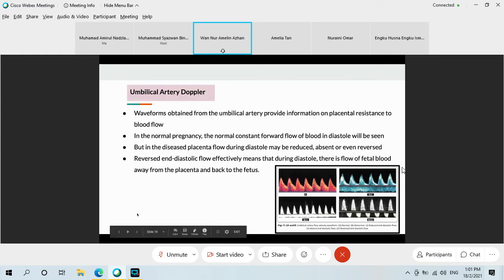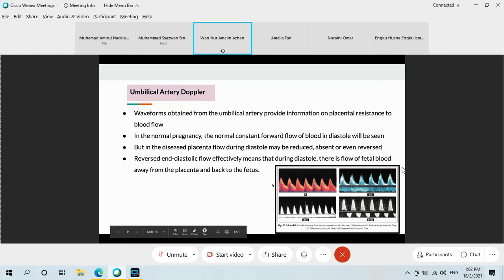Okay, this one is umbilical artery Doppler, where the waveforms obtained from the umbilical artery provide information on placental resistance to blood flow. Okay, in normal pregnancy, the normal constant forward flow of blood in diastole will be seen.